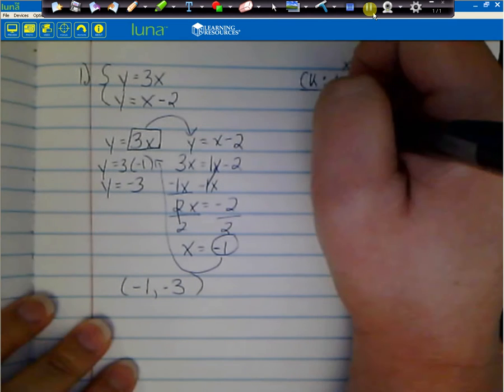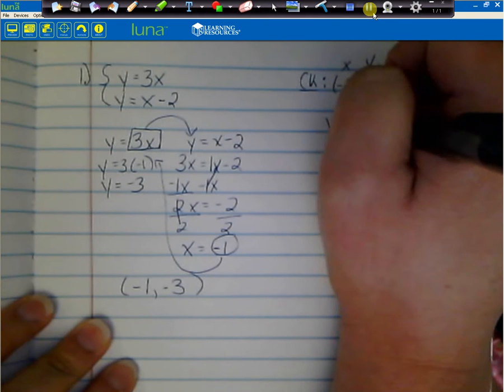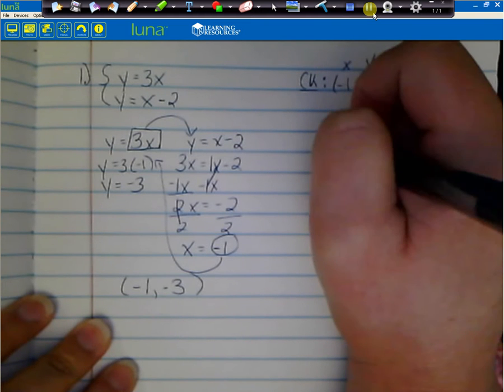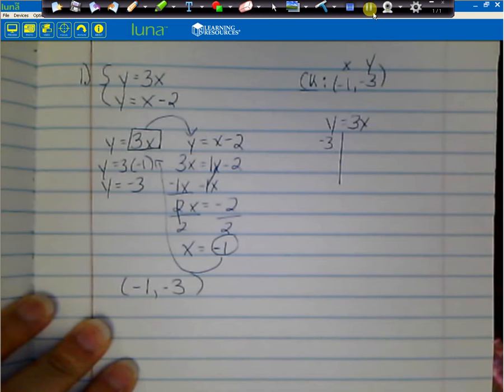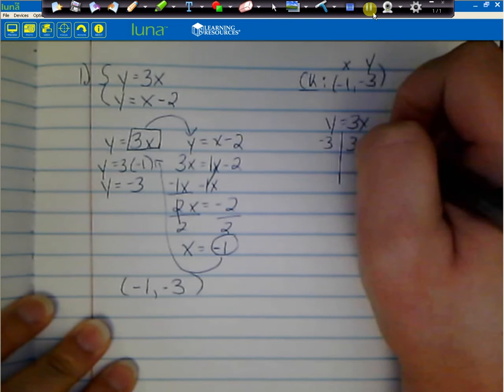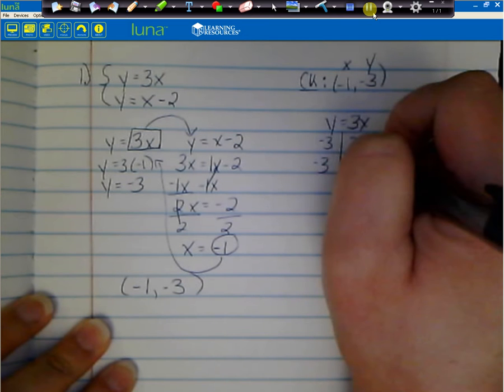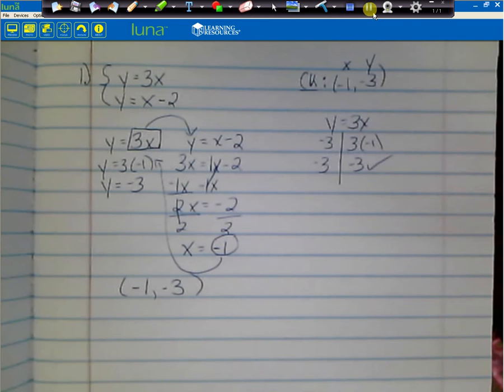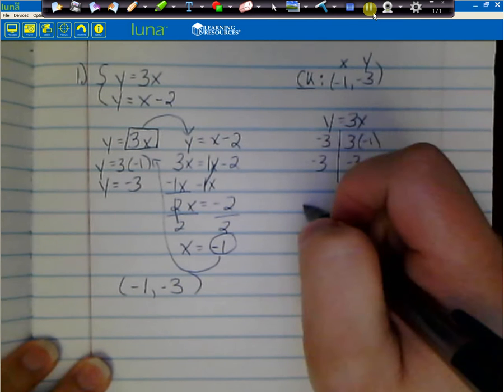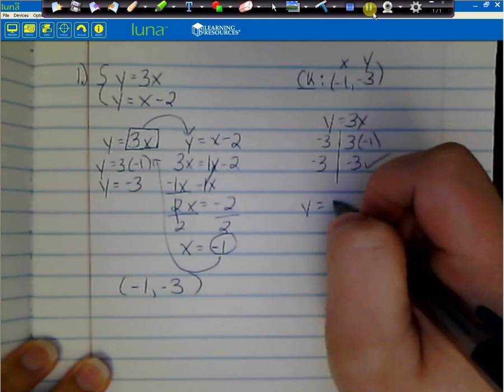So I'm going to say y equals 3x, and instead of y, I'm going to put in a negative 3. And instead of x, I'm going to plug in a negative 1. 3 times negative 1 is negative 3, so that checks out. Negative 3 equals negative 3. Now I'm going to check it with the other one. Y equals x minus 2.